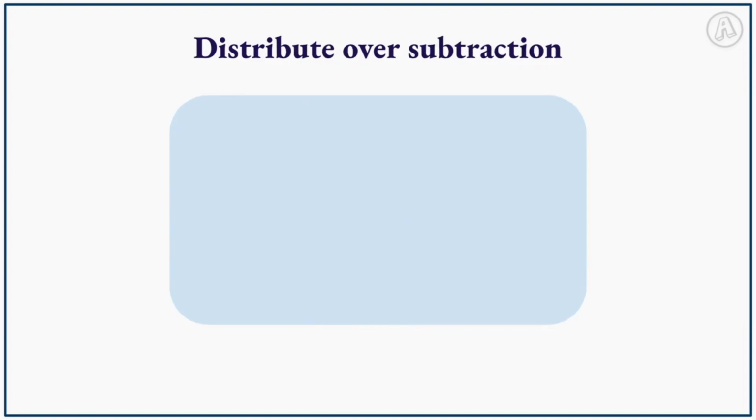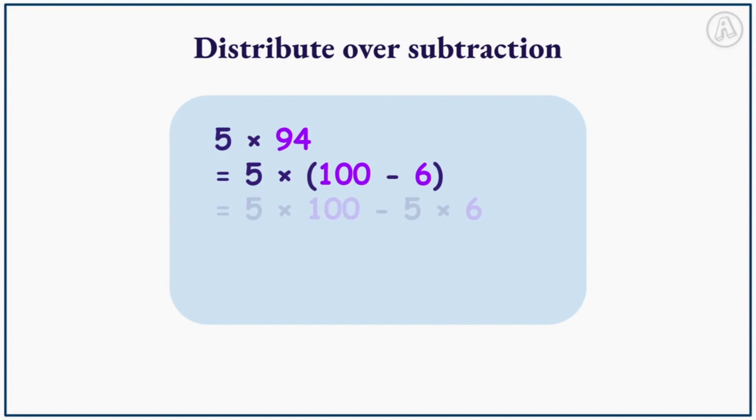Let's distribute over subtraction. We could simplify this by saying 94 equals 100 minus 6. These numbers would be easier to work with. So distribute the 5 into everything in the brackets. 5 times 100 and 5 times 6. And carry down the minus sign.